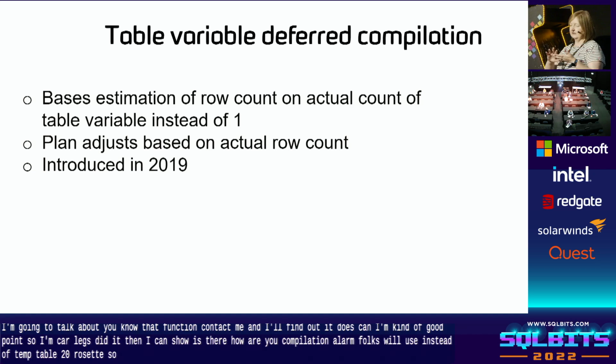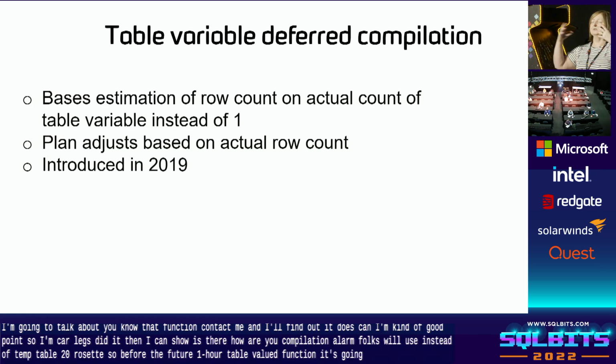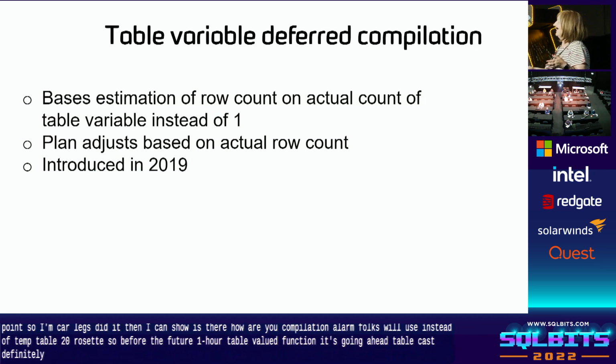Before this feature, these will have an estimated cardinality of 1 row, even worse than the multi-line table valued function. And again, it's going to go ahead and look at the number of rows in that table and adjust the plan. This one is definitely cached, the plan is cached with that number of rows, definitely. And this one was introduced in 2019 and available in standard as well as enterprise. So let's take a look at this one.